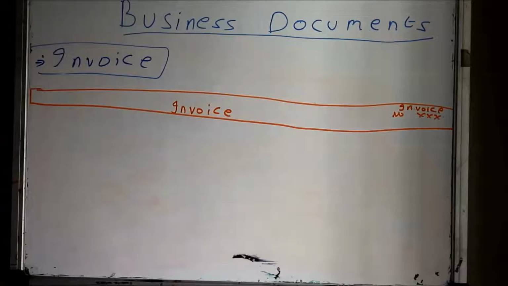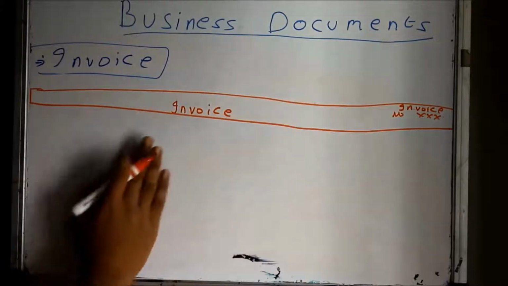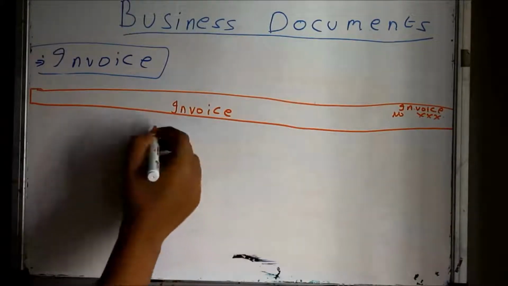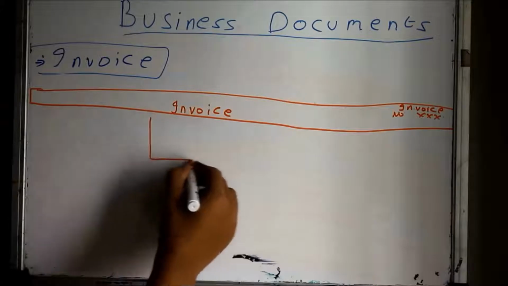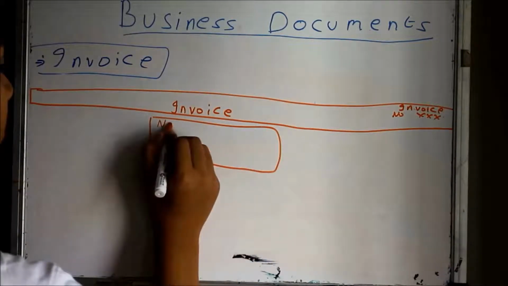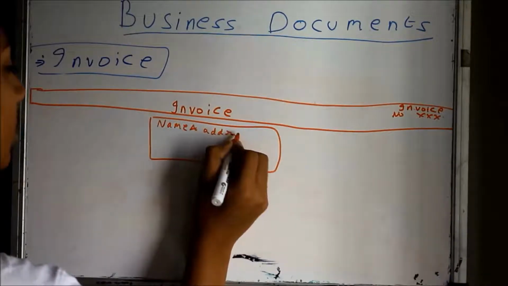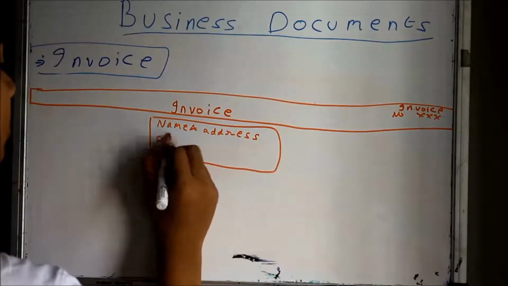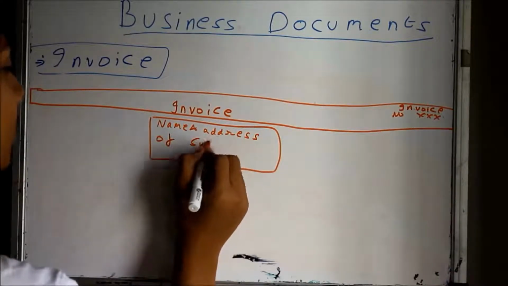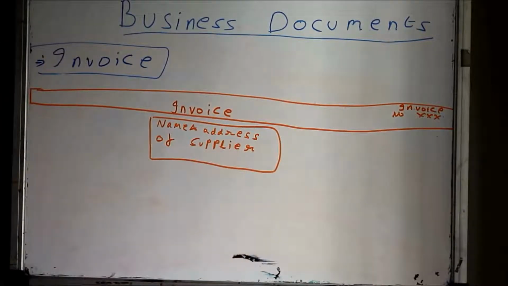Alright, and below that, the name and address of the supplier is written over here. You don't have to make a box over here, but I'm just going to show you how much space and where exactly the name and address of supplier is written. I'm going to write name and address of supplier. Okay, so this is where you will write the name and address of the supplier.